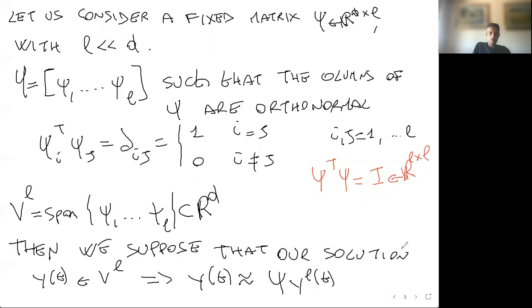L by L. This is just a straightforward consequence of the fact that psi is given by orthonormal vectors.